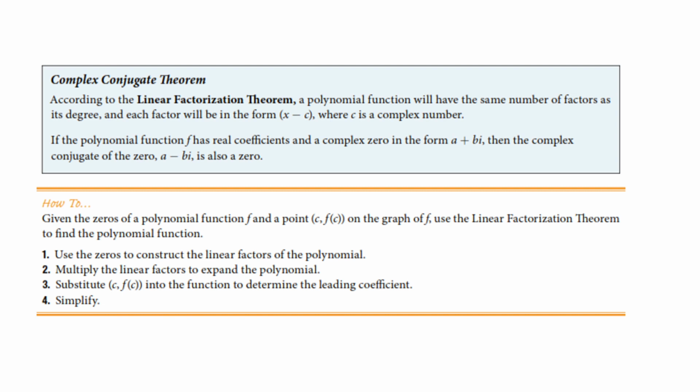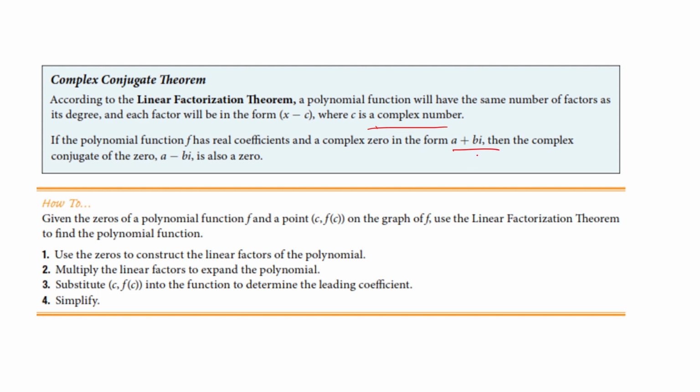Okay, we've been working with polynomial functions, finding the zeros, using all of our theorems. We have one more theorem here, and it's not really all that impressive. It's called the complex conjugate theorem. And the idea is this: if you find that you have a solution that's a complex number, well, it has a conjugate, it has a partner.